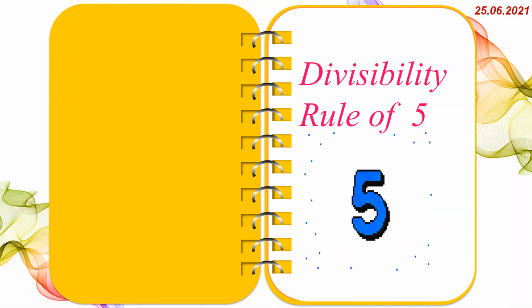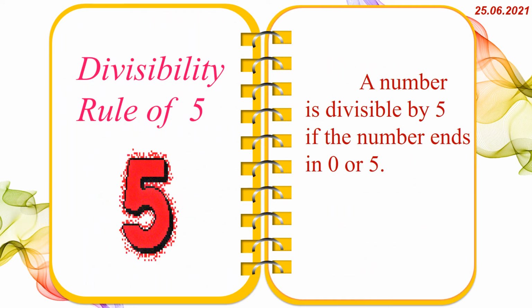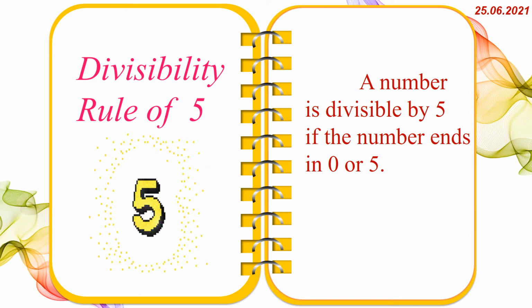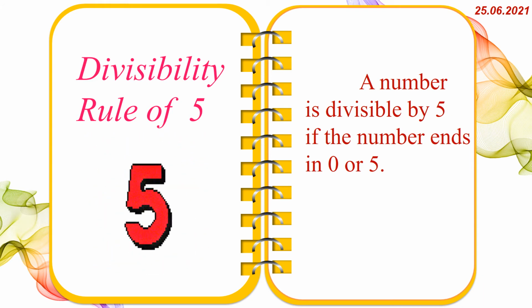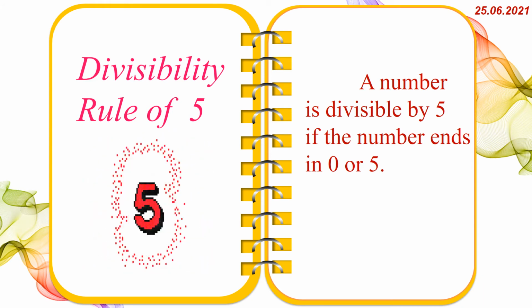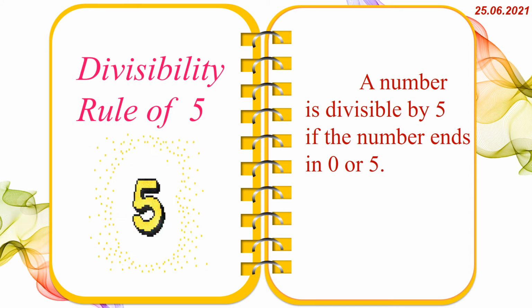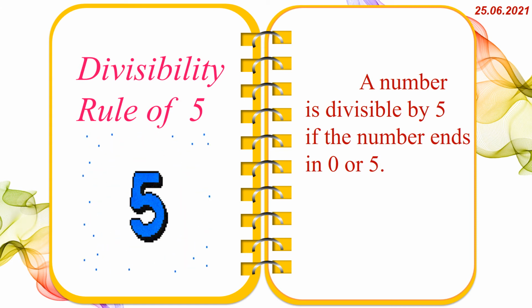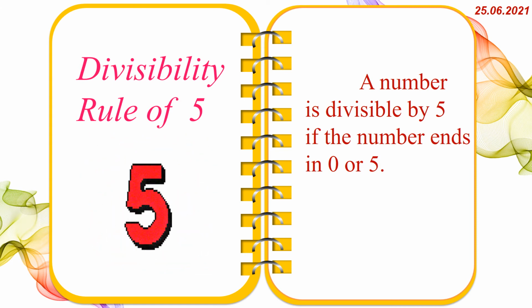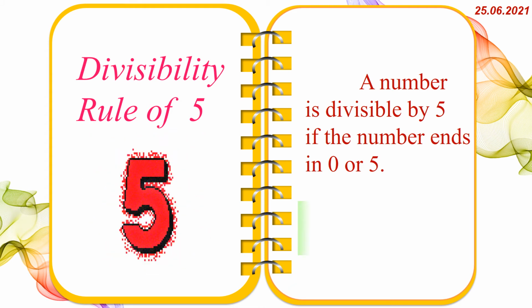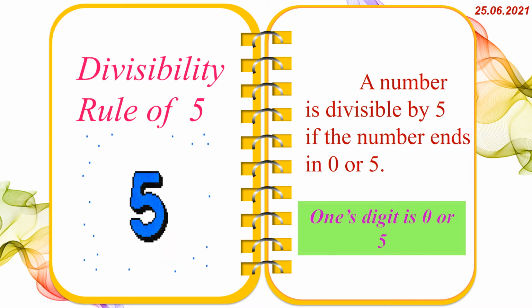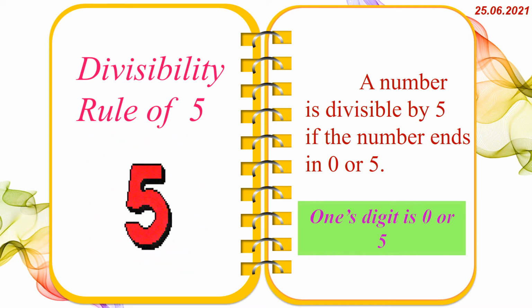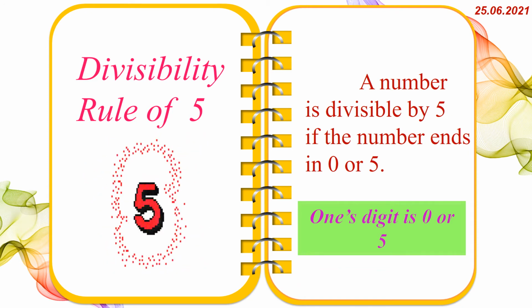Next, the divisibility rule of 5. A number is divisible by 5 if the number ends in 0 or 5. That is, if the given number's ones place is 0 or 5, the given number is divisible by 5. Otherwise, it is not divisible by 5. That's all. Okay, children?